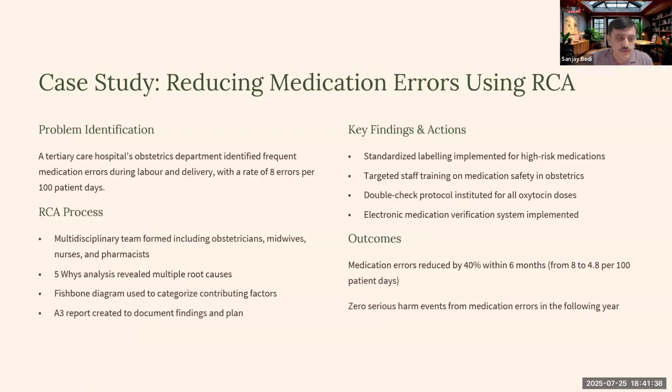So these are two case studies. A tertiary care hospital's obstetrics department identified frequent medication errors, with 8 errors per 100 deliveries. And we do the RCA process, and ultimately the key findings: standardized labeling was implemented for high-risk medications, a targeted staff double check protocol, and an electronic medication verification system were implemented. Outcomes: medication errors reduced by 40% within 6 months.